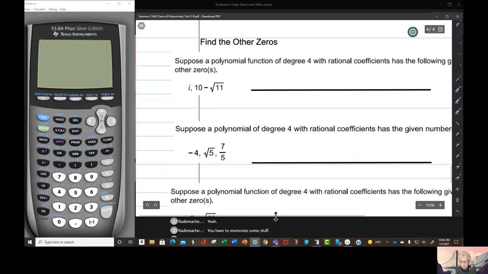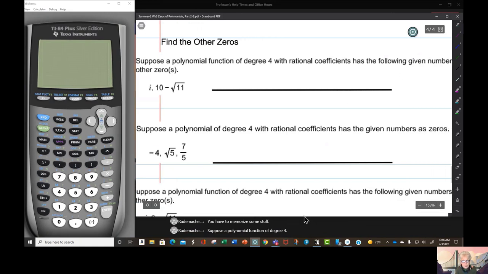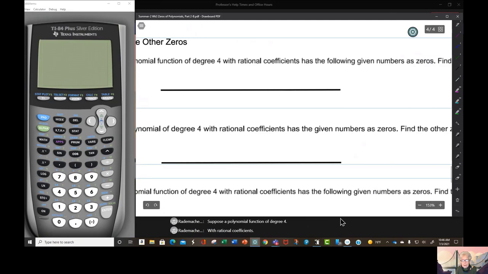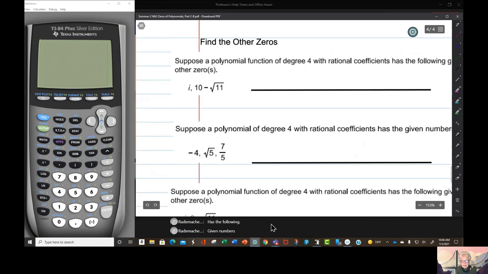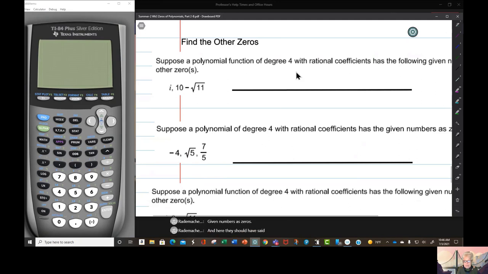Suppose a polynomial function of degree 4 with rational coefficients has the following given numbers as zeros. And here they should have said real. However, rational numbers are real numbers, so it's not really wrong. I know I need to stop criticizing. These are the factors you're given.